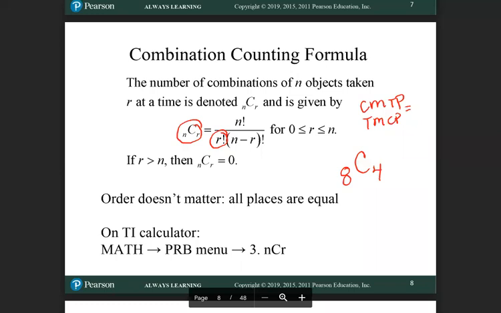If I do 8 choose 4, I'm going to type in the 8, go into the math menu, over to the probability menu. Option 3 is choose. And if I hit enter, and don't forget to type your 4, that should give me 70. I don't think I said to type the 4.